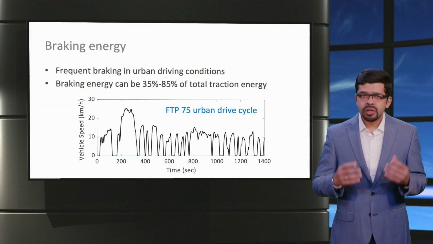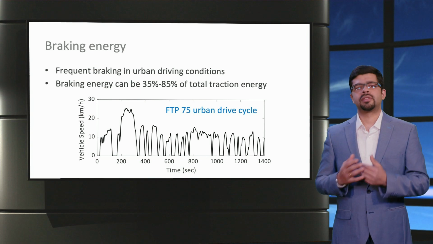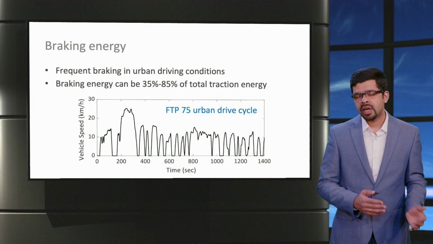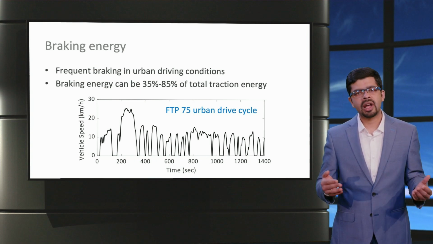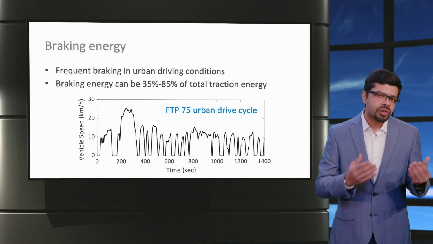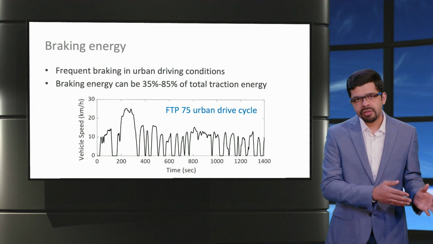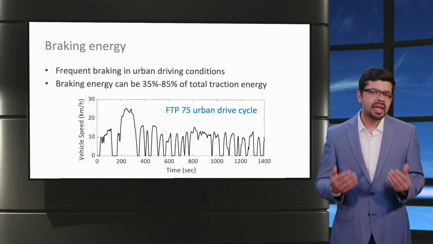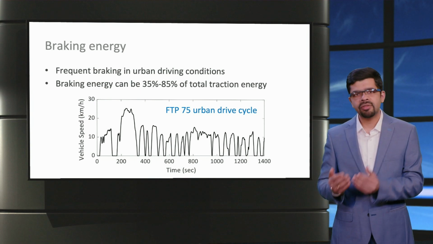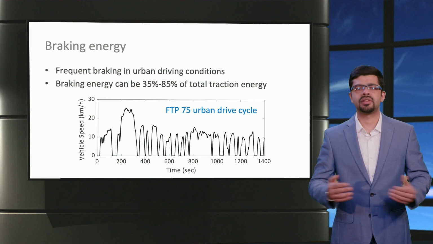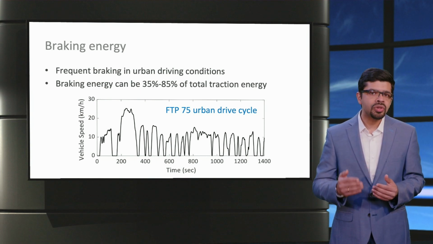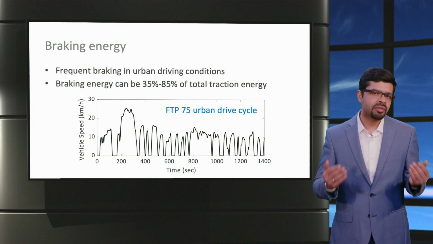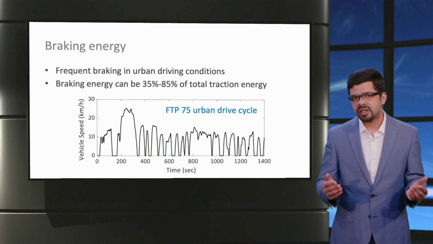Regenerative braking is crucial in urban driving conditions. The figure shows the speed variation as a function of time in the FTP75 urban driving cycle, with frequent stop-go patterns owing to traffic and stoplights. Depending on the drive cycle considered, the braking energy can be 35% to 85% of the total traction energy. Hence, it is crucial to understand how braking energy and braking power vary with respect to the vehicle speed for the design of the regenerative braking system.